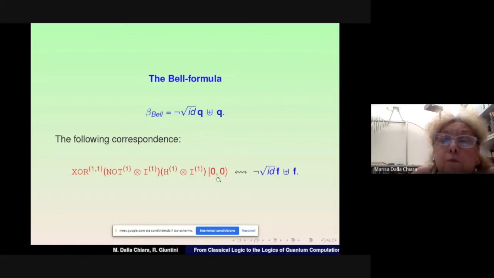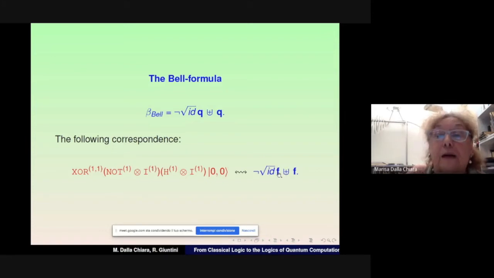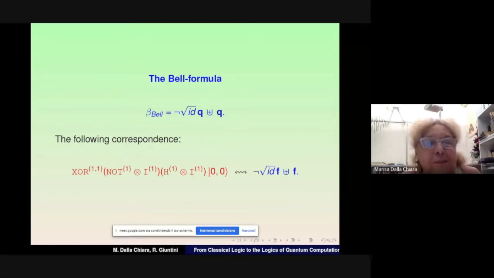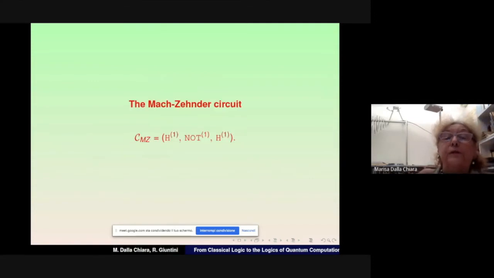So when the input is the register 00, in our Bell formula, we will take, in place of the generic atomic formula Q, the false formula, because the false formula denotes just the bit 0, the truth value 0. And so we obtain the following natural correspondence. This is the Bell circuit applied to this particular input, and this is the Bell formula applied to the atomic formula falsity, a quite natural correspondence. Let me look now at a different example of a circuit.